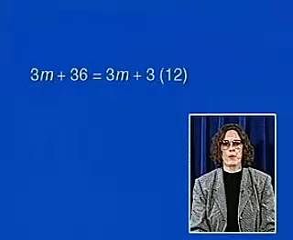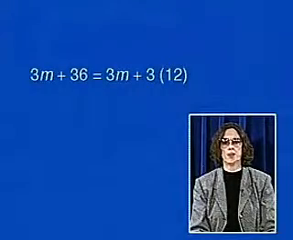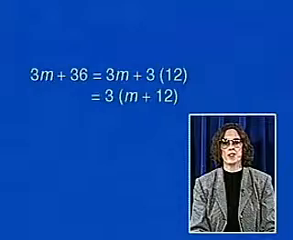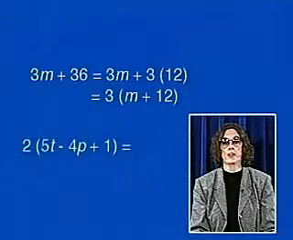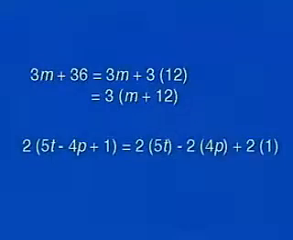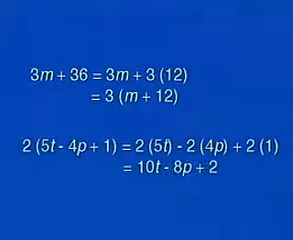We can look at some more examples of this. Suppose we have the expression 3m plus 36. We can write that as 3m plus 3 times 12, which is 3 times the quantity m plus 12. Another example, suppose we're asked to calculate 2 times the quantity 5t minus 4p plus 1. We multiply 2 times each one of those terms, and we get 10t minus 8p plus 2.